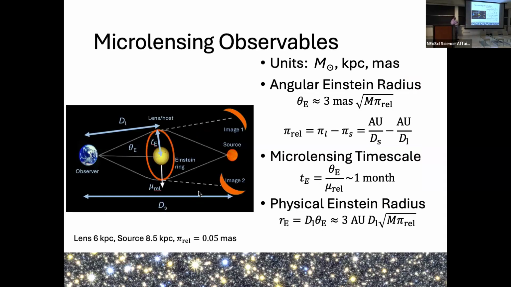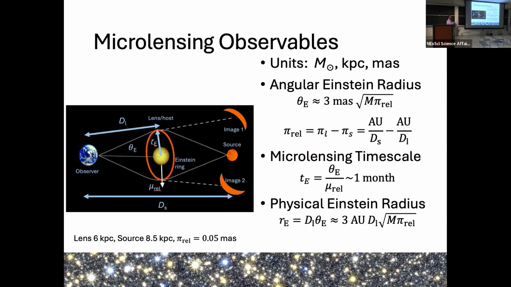So just to set the scales of this system, what we observe is the images appear to be offset from where the actual source position is. So they'll be offset by some angle. And that angle is usually characterized in terms of the angular Einstein ring, so how big that Einstein ring would be if it was visible.